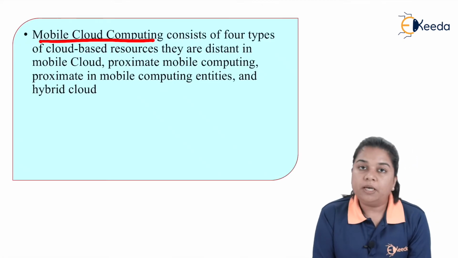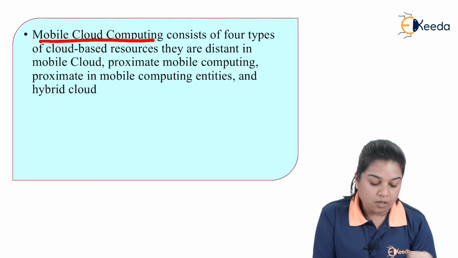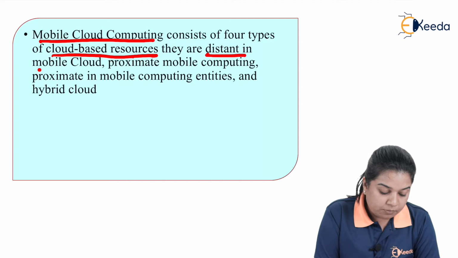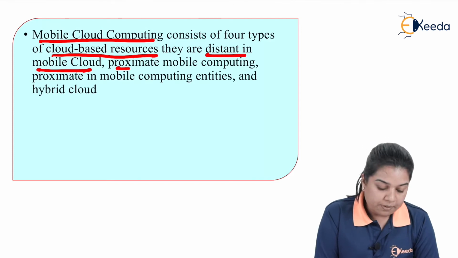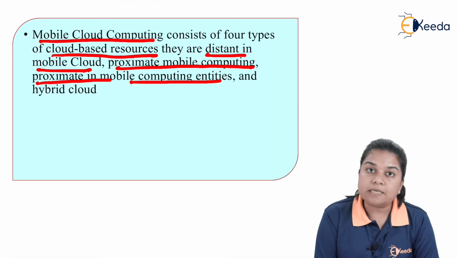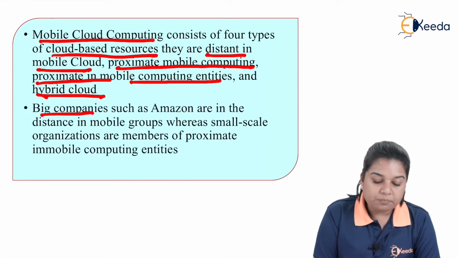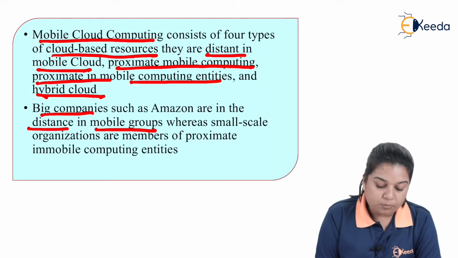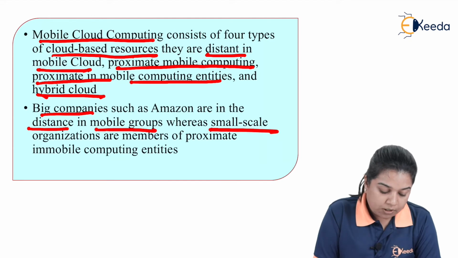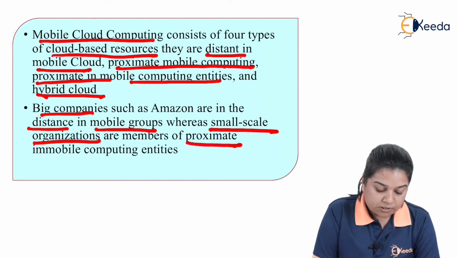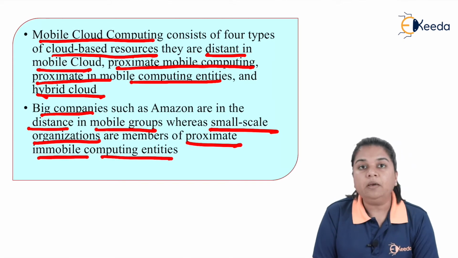Mobile cloud computing consists of four types of cloud based resources. They are distant mobile cloud, proximate mobile computing entities, proximate immobile computing entities, and hybrid cloud. Big companies such as Amazon are in the distant mobile clouds, whereas small scale organizations are members of proximate immobile computing entities.